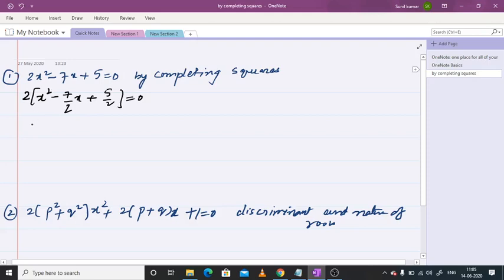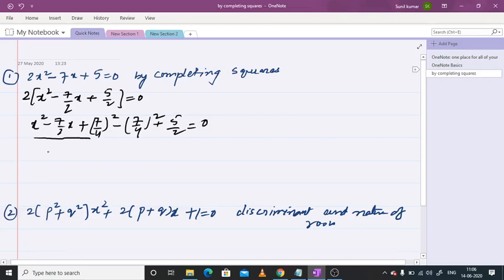Now the first two terms will be as they are, but the third term is half of the x coefficient, that is 7 by 4 whole square, with a plus sign and a minus sign. We have done the same thing in previous videos on the method of completing the square. Now the first three terms form a complete square formula, x minus 7 by 4 whole square, and the rest will be minus 49 upon 16 plus 5 upon 2.